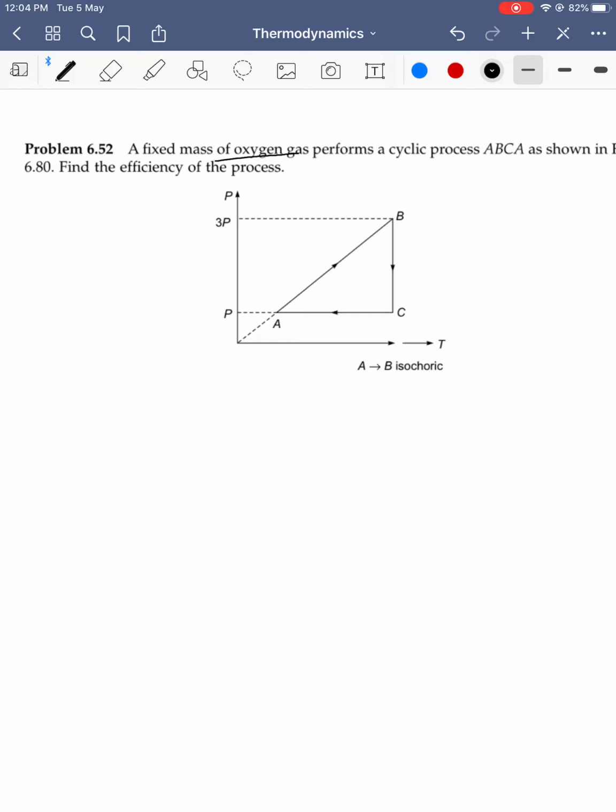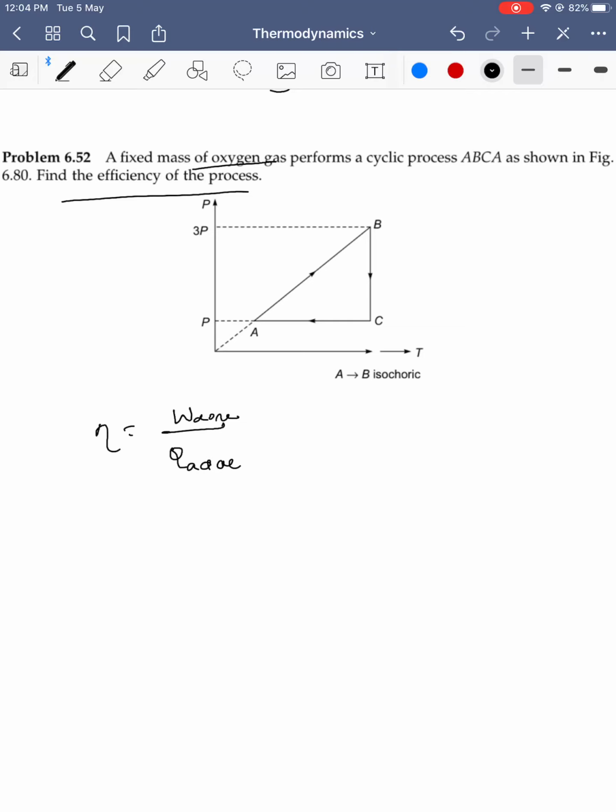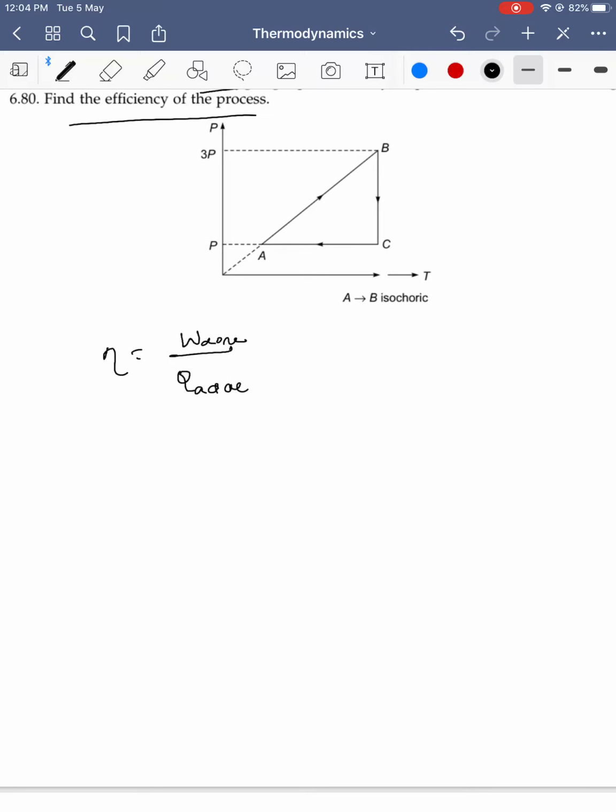So here he is saying, find the efficiency of the process. Efficiency is nothing but the total work done divided by the heat added, Q added. Here the pressure versus temperature graph is given, but we should find the work done. So for each process from A to B, we will calculate the work done. There are a total of 3 steps. Let's see what the equations are.